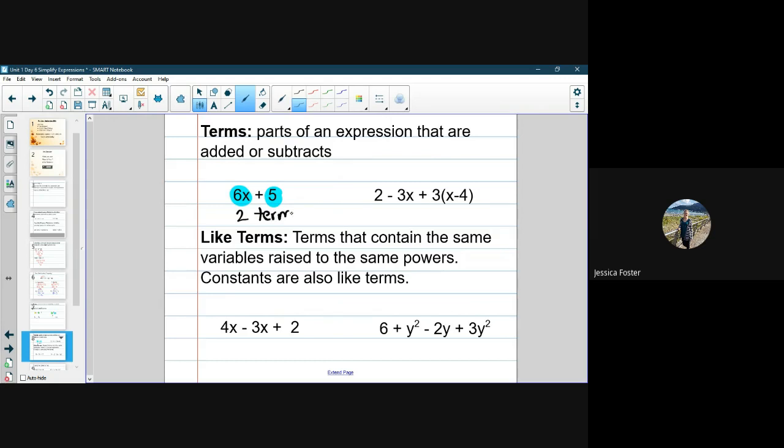In the second example, we're looking for all of those addition or subtraction signs. That's what separates the terms. So you'll see the 2 and the 3x are separated by this negative sign. And in between the 3x and the 3 times x minus 4 is another plus sign. That whole last term there is all together because it's being multiplied, not added or subtracted. So we have 3 terms in the second expression.